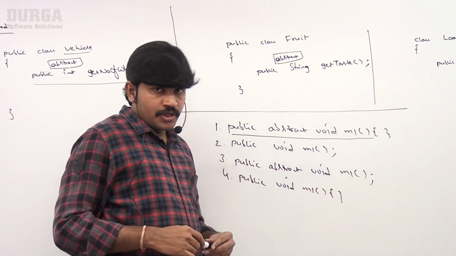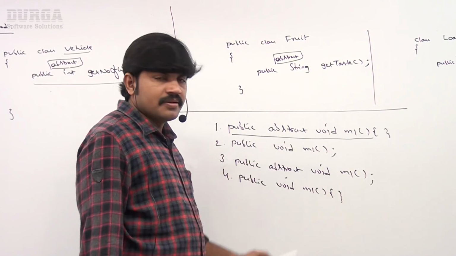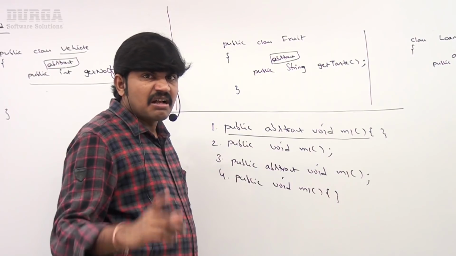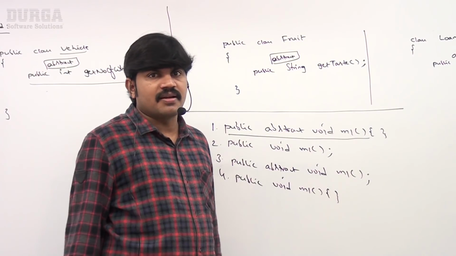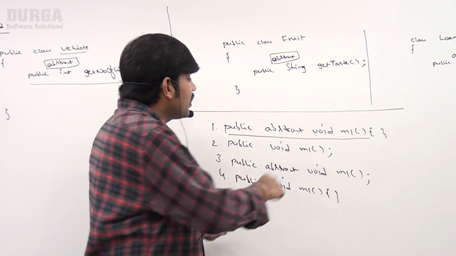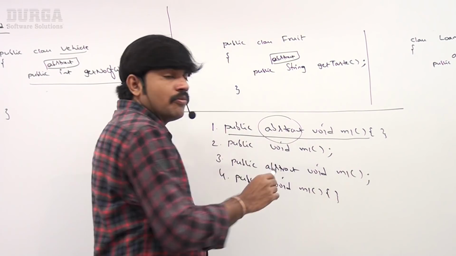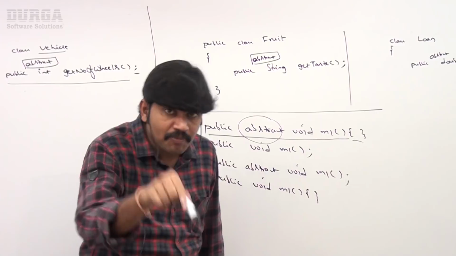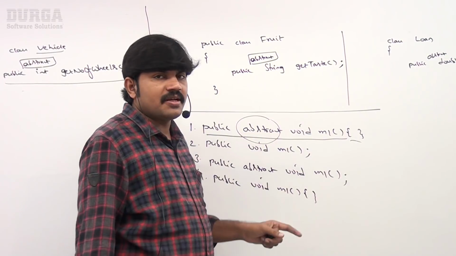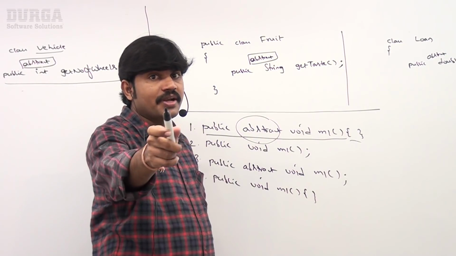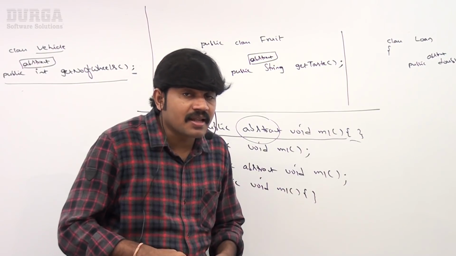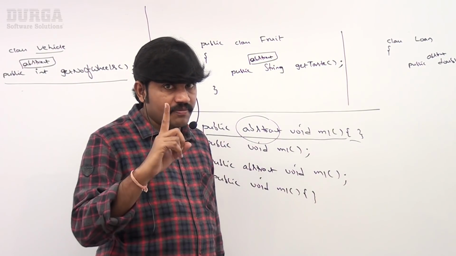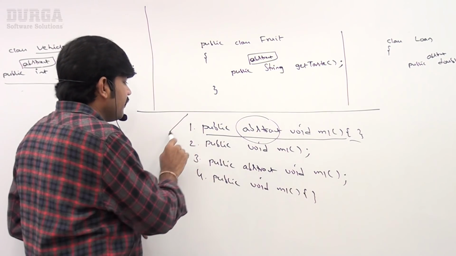First one. If I ask the compiler, can you please compile my code? The compiler will give errors left and right, because you are declaring this method as abstract, but you are providing implementation. Curly braces open and close mean implementation. Abstract methods cannot have a body. This is the compile-time error we are going to get. Point number 1. So this is invalid.